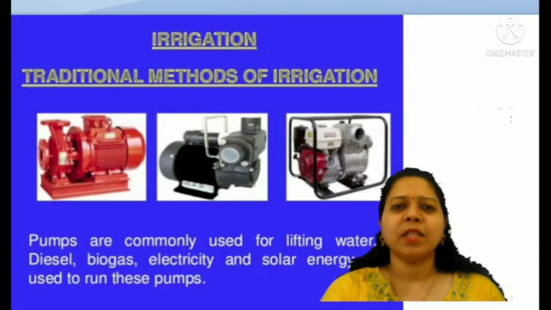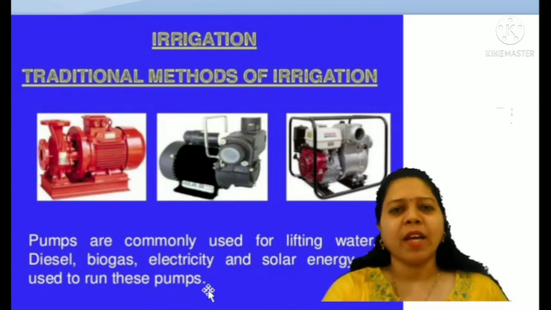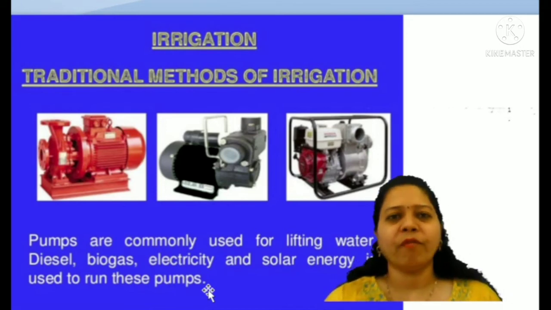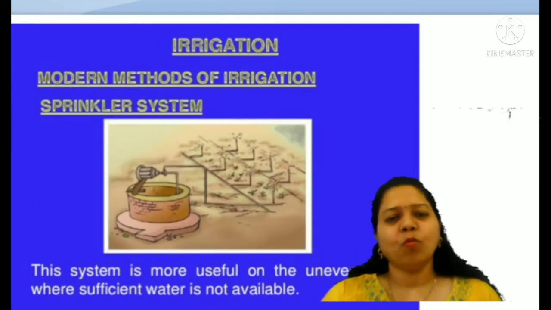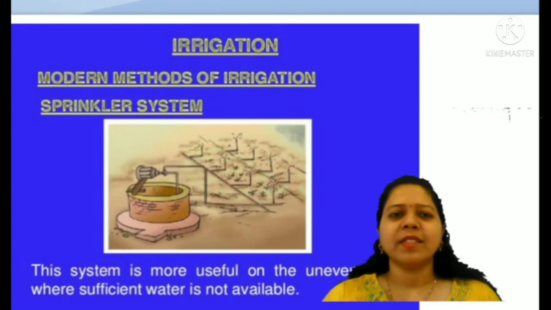Some other methods for irrigation we'll see. Pumps are commonly used for lifting water. Diesel, biogas, electricity, and solar energy are used to run these pumps. With the help of these pumps, we are able to lift the water from the well, and it helps for irrigation. What are the modern methods of irrigation?